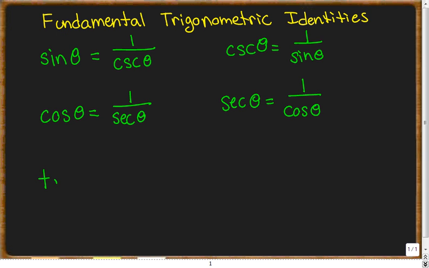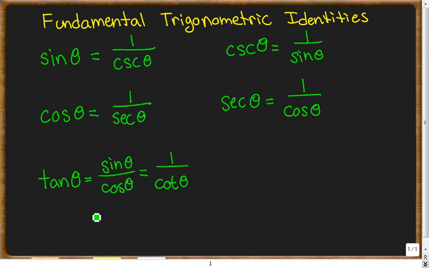We also have tangent of theta. Tangent of theta has 2 different things that it equals. It's not just sine of theta over cosine of theta. It's also the reciprocal, 1 over the cotangent of theta. So all of these things are linked together.